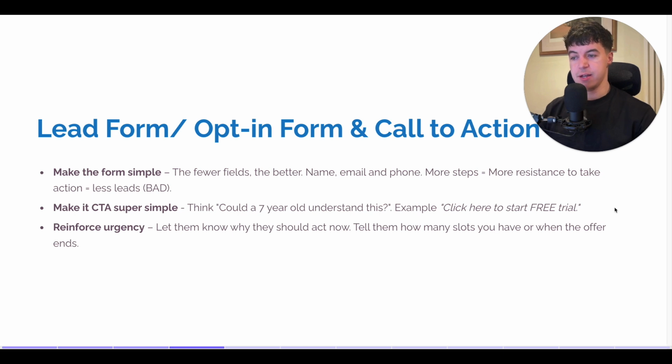So don't lie, but if there is scarcity within an offer, which majority of the time there is, offers can't last forever and you can't take on an unlimited amount of people. So make sure that you are making people aware of the scarcity of the offer that you're putting into your headline.